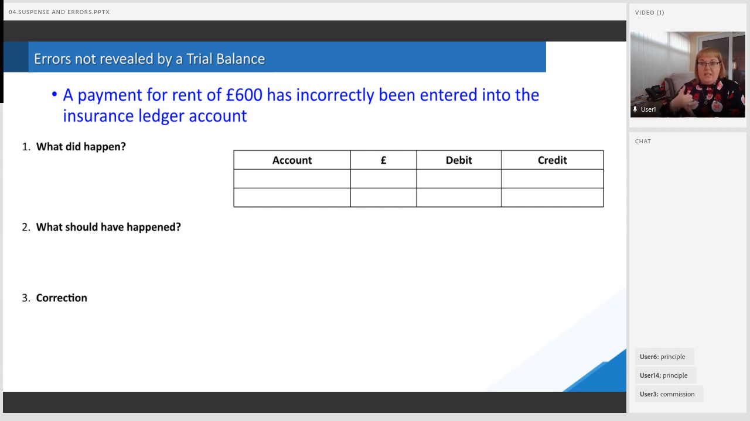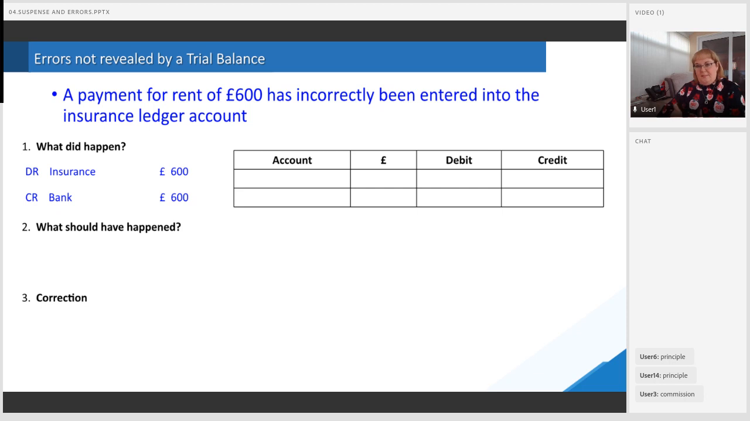We can consider what did happen, what should have happened, and then that will enable us to do the correction. What did happen, we get from our scenario. We just read the question. So a payment for rent of £600 has been incorrectly entered into the insurance ledger account. So what did happen is I debited insurance and I credited the bank. There's been nothing in that question that's given me any indication there's a problem with the bank, so I assume that happened as it should have done.